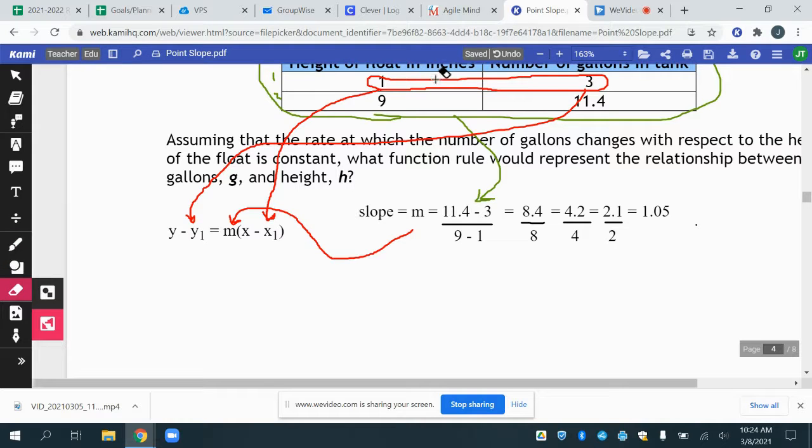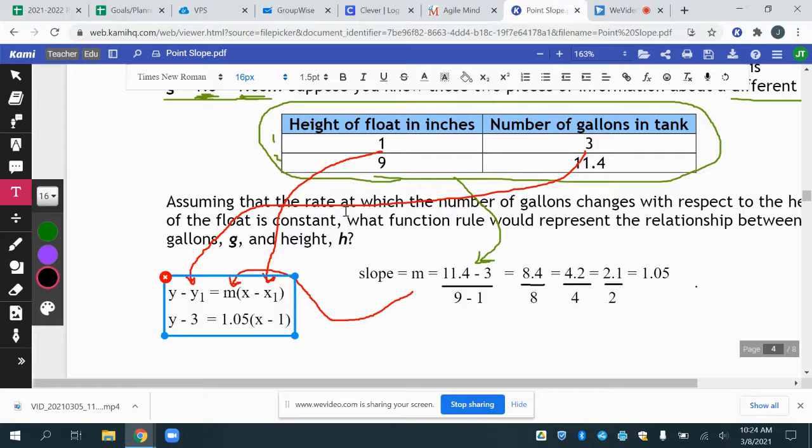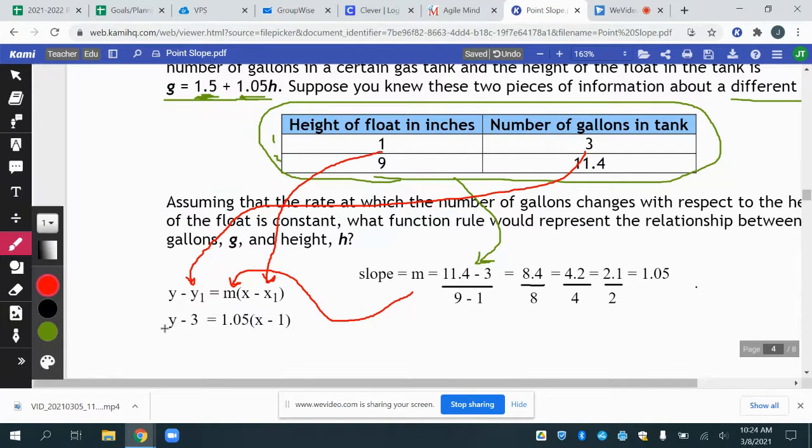Erase this. It's not helpful at all. Okay, so now I end up with putting in numbers. That's all we're doing. We know how this formula works, and we just plug the numbers in the right spot. So I end up with 3 here, 1.05 times x minus. And there we go. This will work. Now, just so you understand, this is good enough.